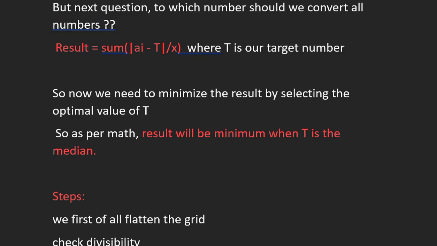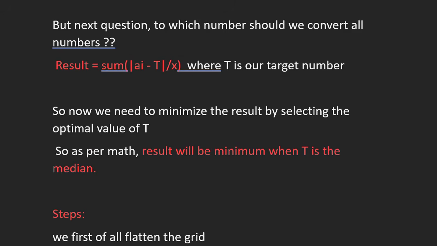So first we check the feasibility condition, but the next question is, to which number should we convert all the numbers, right? So suppose all the numbers have the same remainder. Now the question is, to which number should we convert all the numbers? So what will be our result? So suppose we convert all the numbers to a target t.